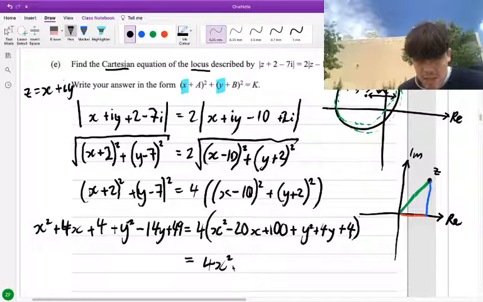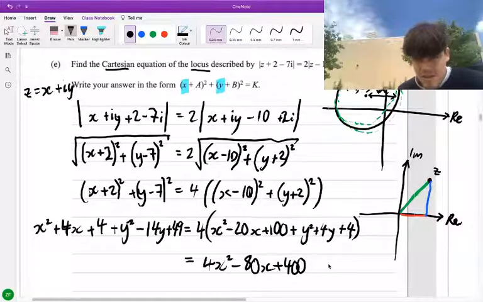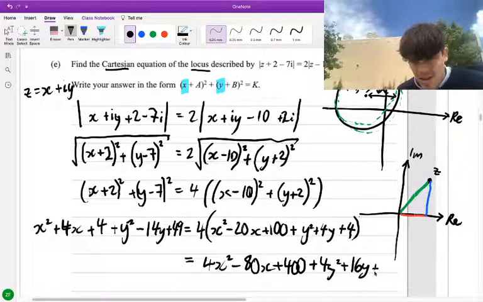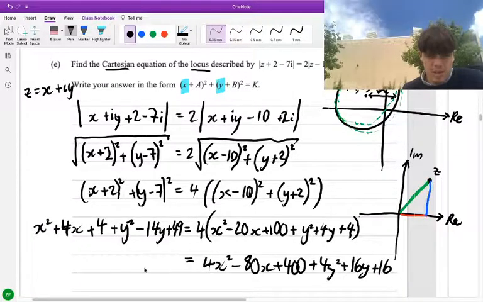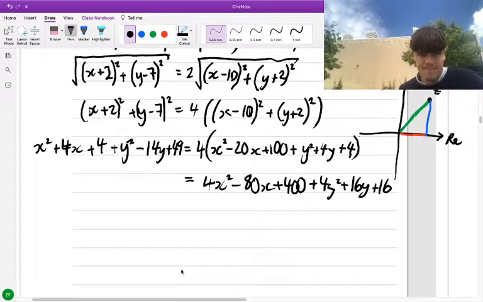4x squared minus 80x plus 400 plus 4y squared plus 16y plus 16, and that's equal to all that stuff over there.